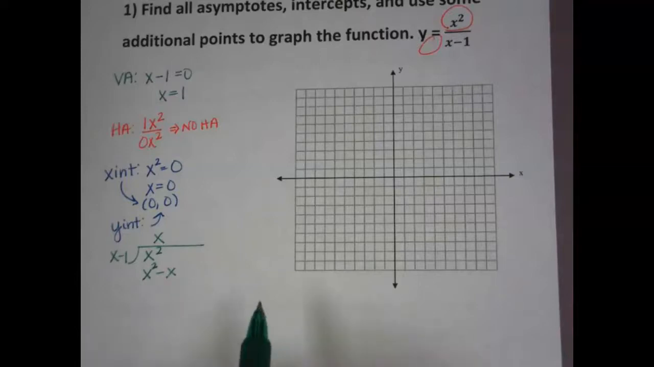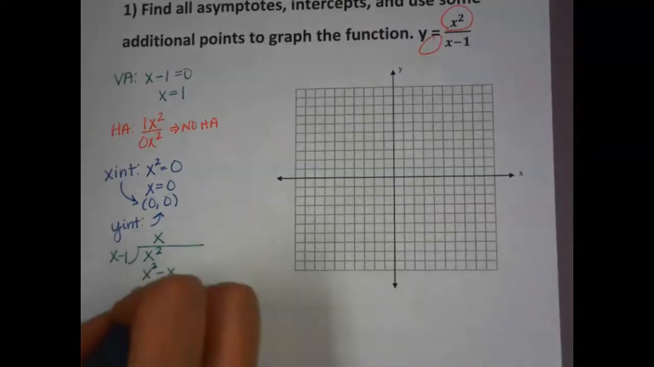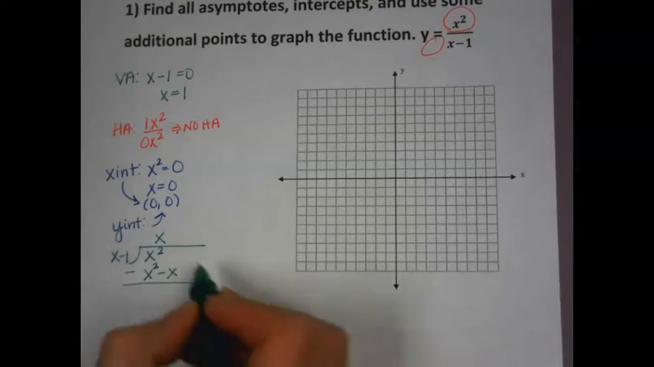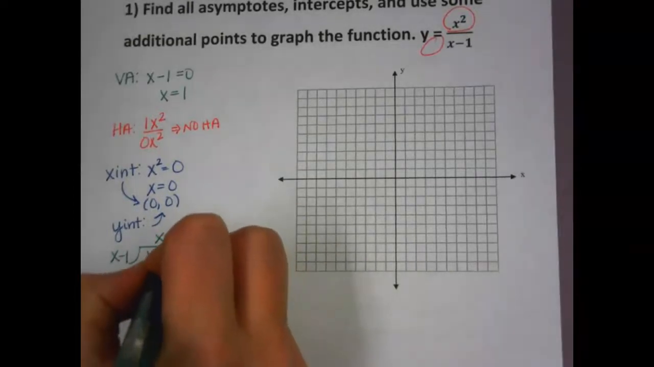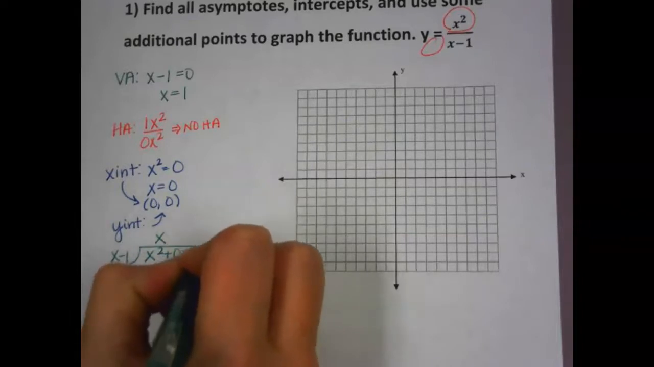And so we divided, we multiplied. Next we would subtract. But notice that we don't have anything here to subtract. So let's put some placeholders in. Plus 0x plus 0 as our constant.